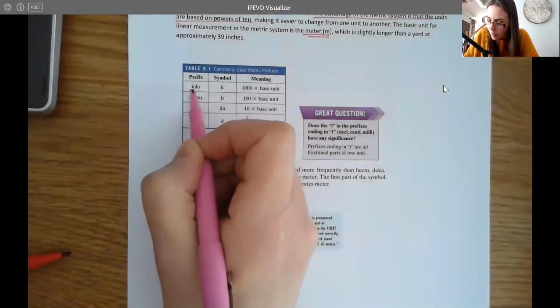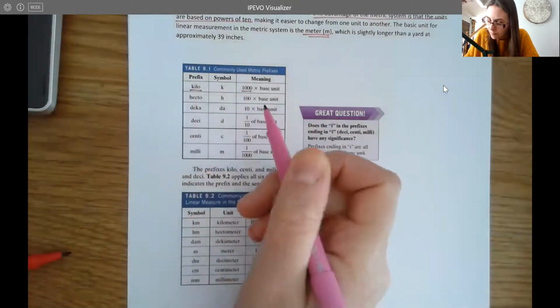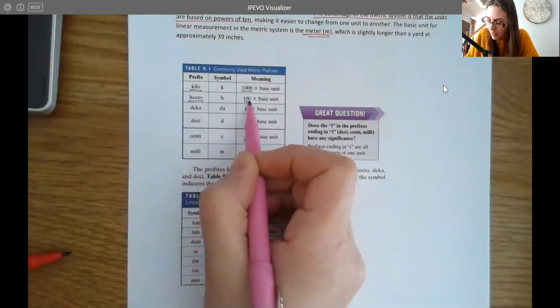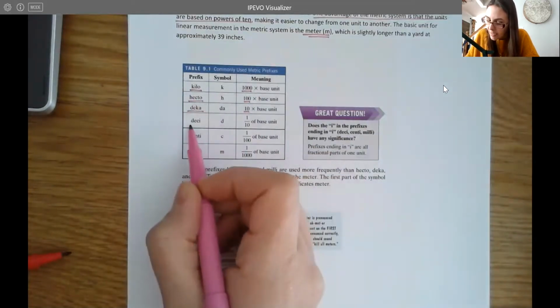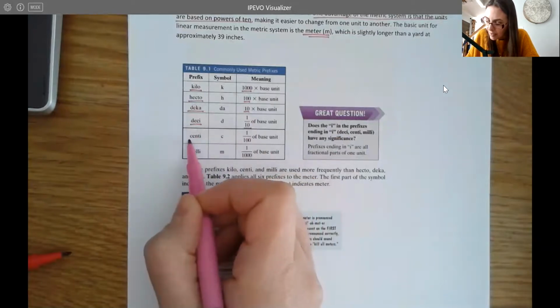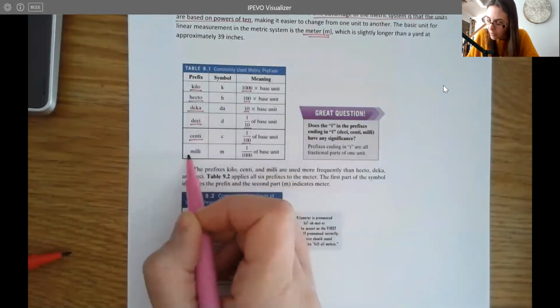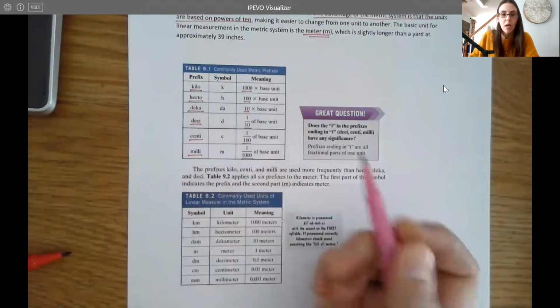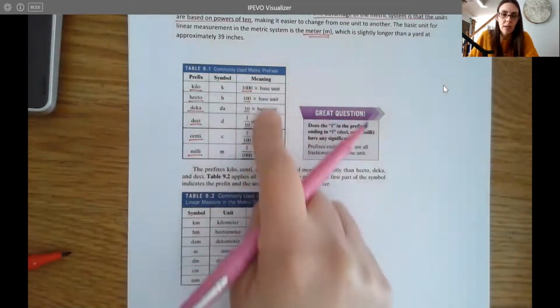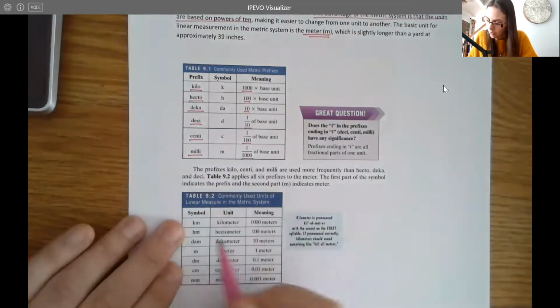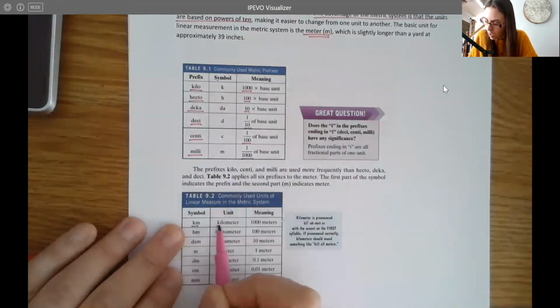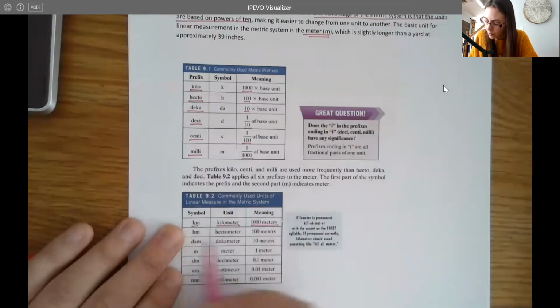In the metric system, the prefixes are really important. Kilo means 1,000, hecto means 100, deca means 10, deci is 1/10, centi is 1/100th, and milli is 1/1000. Whatever your base unit is, whether we're talking about meters or something different, these prefixes still mean the same thing. So here, km stands for kilometer, which is 1,000 meters.